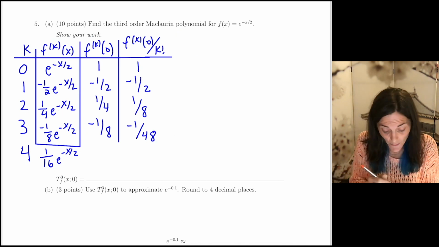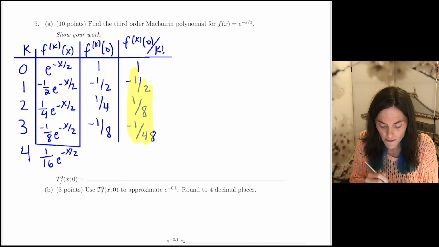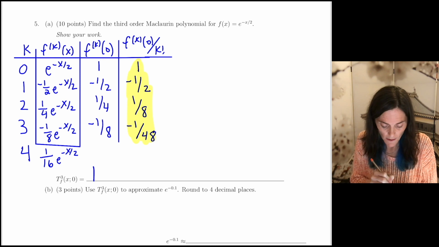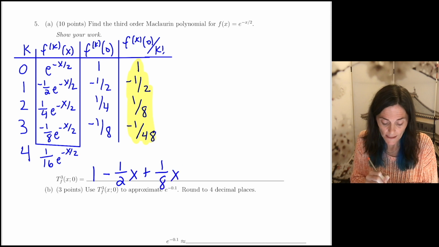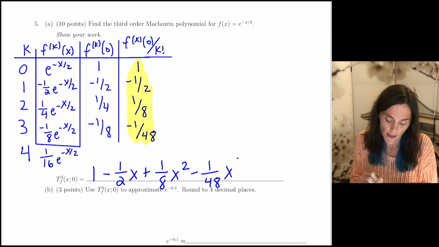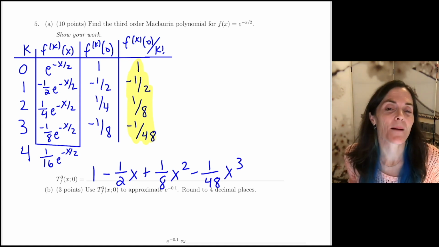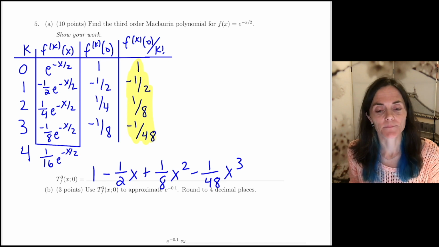Now we can just write down the polynomial. This column gives us the coefficients. So I have 1 minus 1/2 x, plus 1 over 8 x squared and minus 1 over 48 x cubed. This is my third order Maclaurin polynomial for this function.